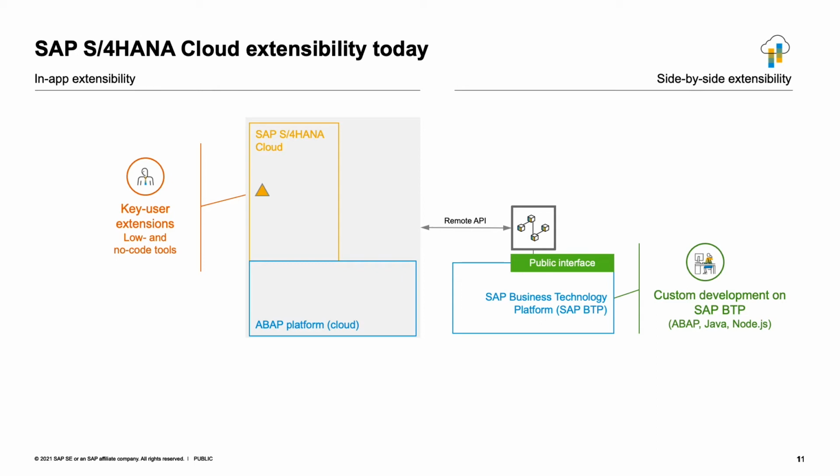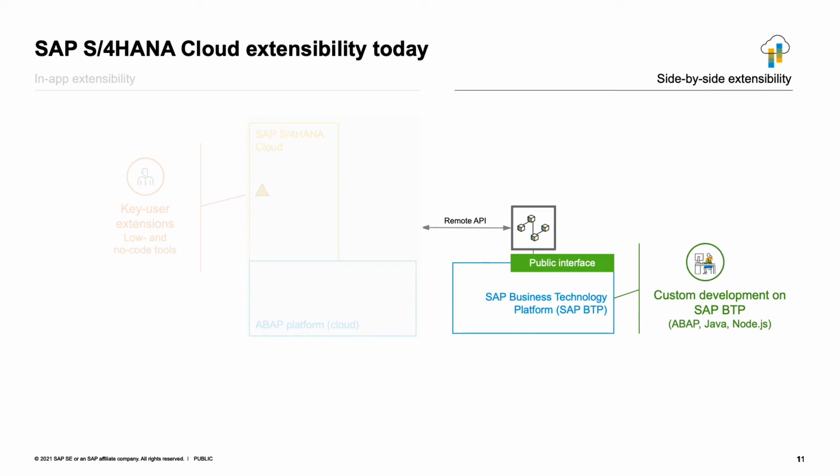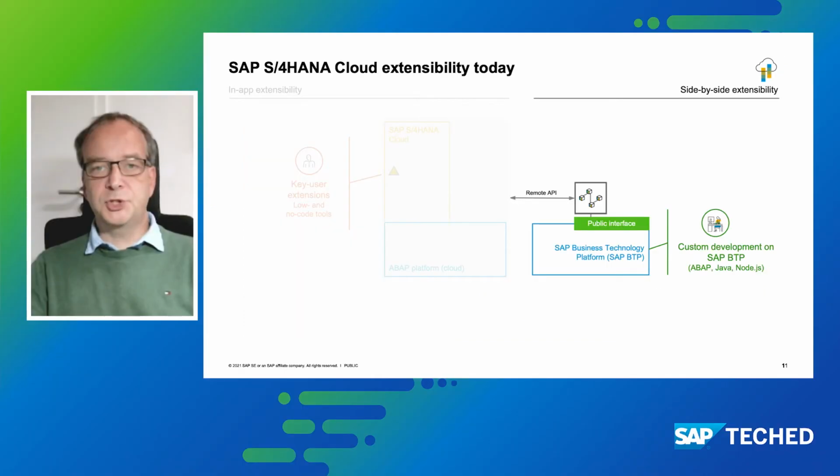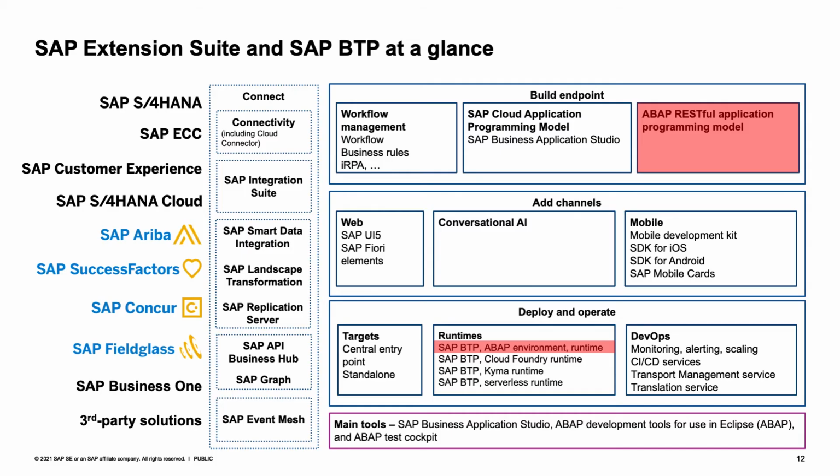It looks different if we come to the side-by-side extensibility, the right-hand side of the picture. We have already seen there we have the BTP, a platform as a service from SAP, which can be remotely coupled to almost all our products, and a platform which has different stacks, for example, ABAP, Java, Node.js, and others. And it's a perfect platform to build extensions and custom or partner applications.